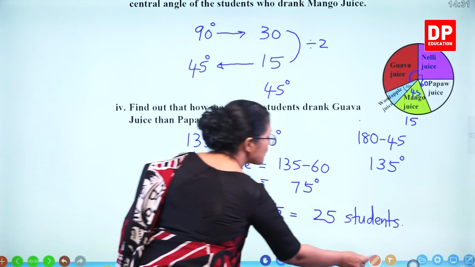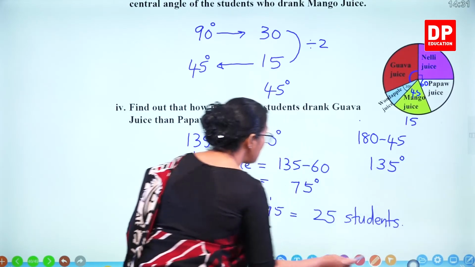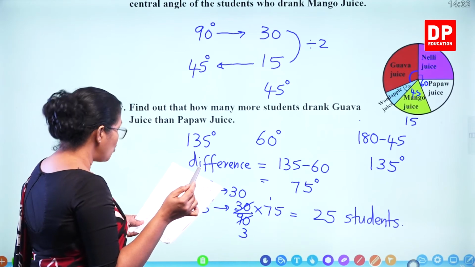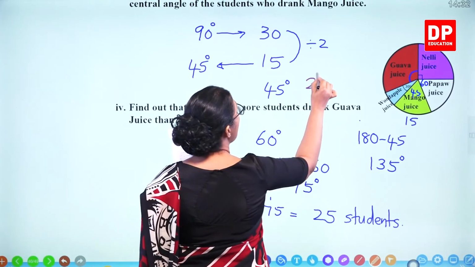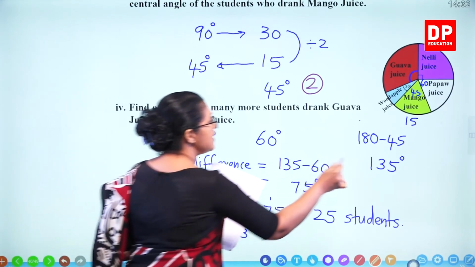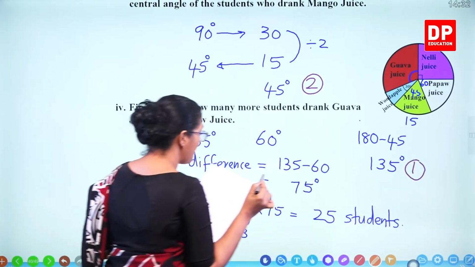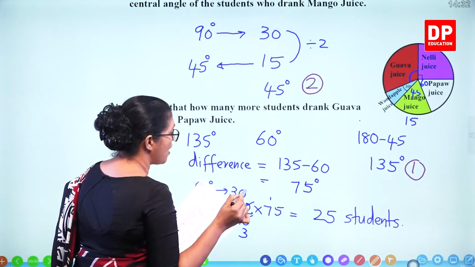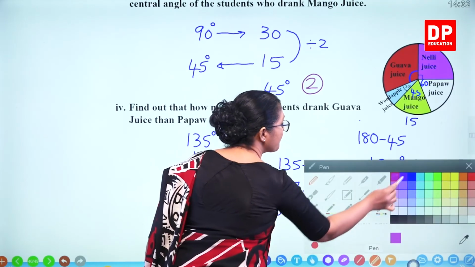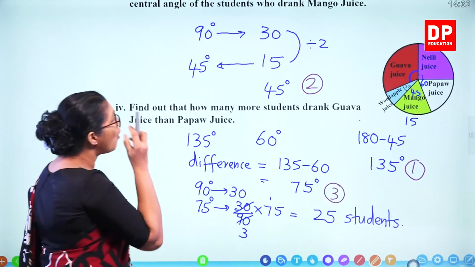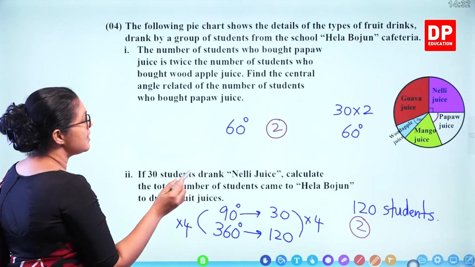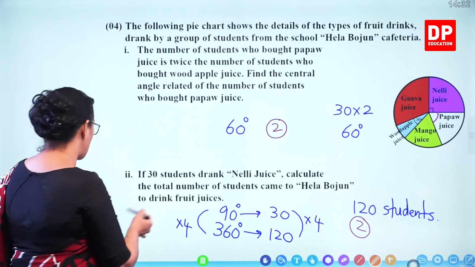So how many marks for this question? These two parts, we'll look at the marking scheme. It says 2 marks for getting 45 degrees, 1 mark for finding the angle 135, and 3 marks for finding the answer 25. So altogether, 3, 4, 5, 6, 7, 8, 9, 10 marks for that question.